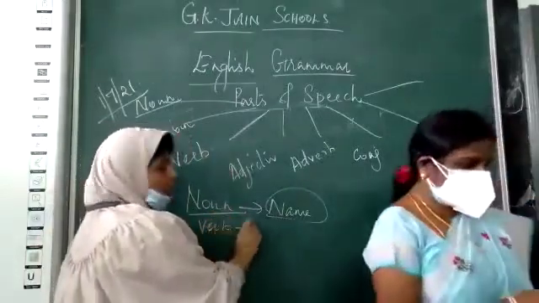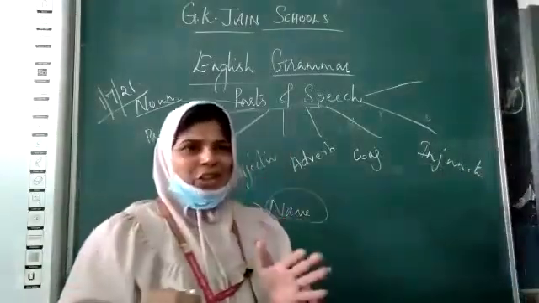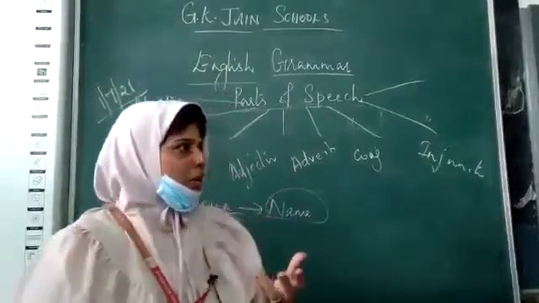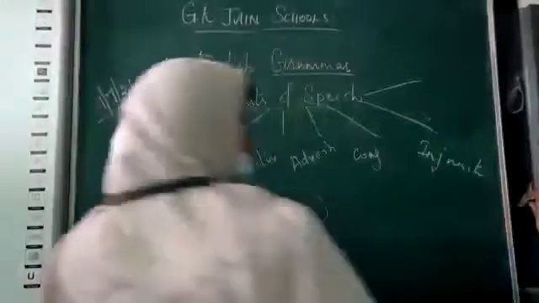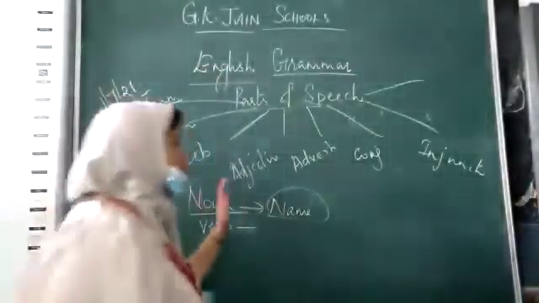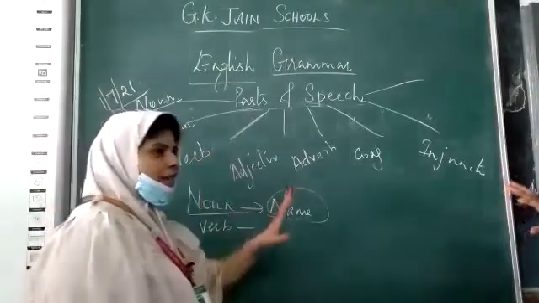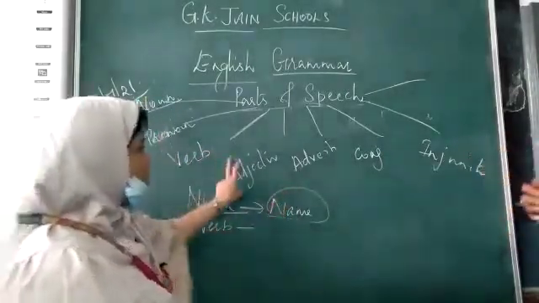Now let us go to the next part of speech. Verb. What is a verb? When I do some action, like now I am speaking to you all, I am teaching you all. This is an action. Parts of speech. This is the basic of grammar, ma'am. Everyone should know this. Proper noun, pronoun, verb, adjective, adverb.